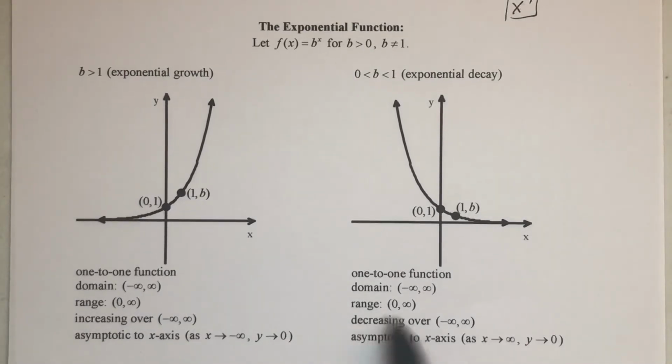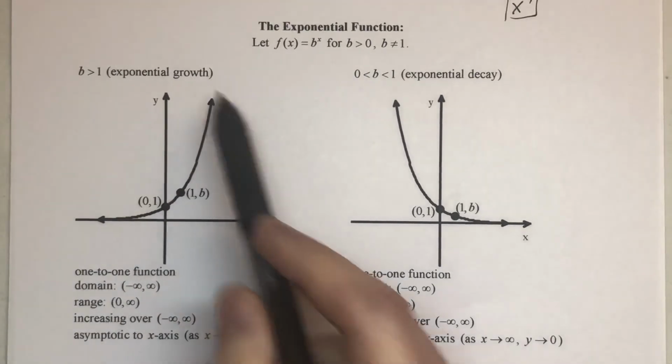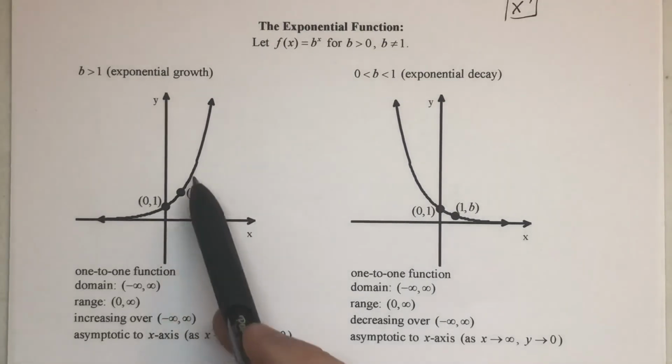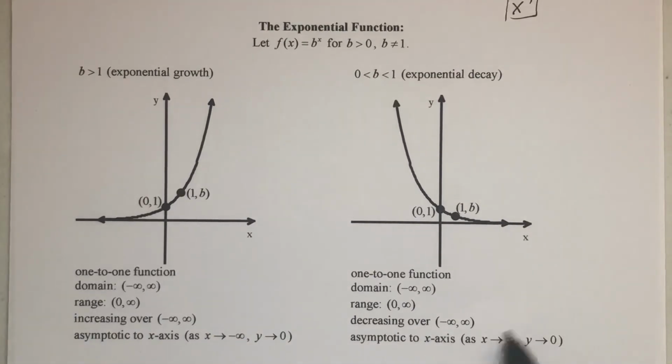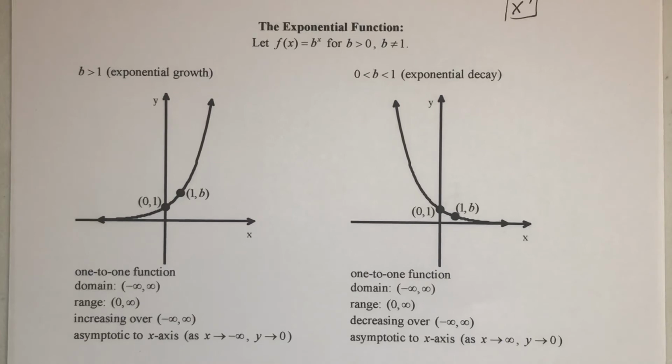Now the big difference is the increasing versus decreasing, right? Here it's increasing left to right. Here it's decreasing left to right over the entire interval, negative to positive infinity. And then the asymptotic behavior is referred to. The only difference is here y approaches 0 as x approaches negative infinity. Here, y approaches 0 as x approaches positive infinity. But other than that, they share very similar characteristics.